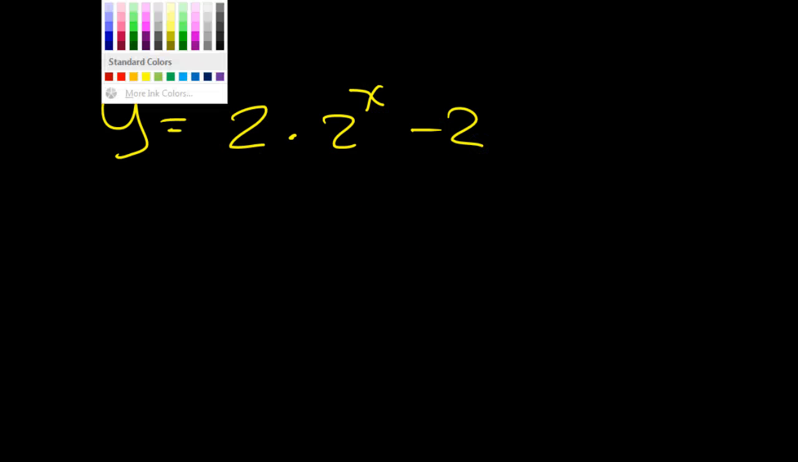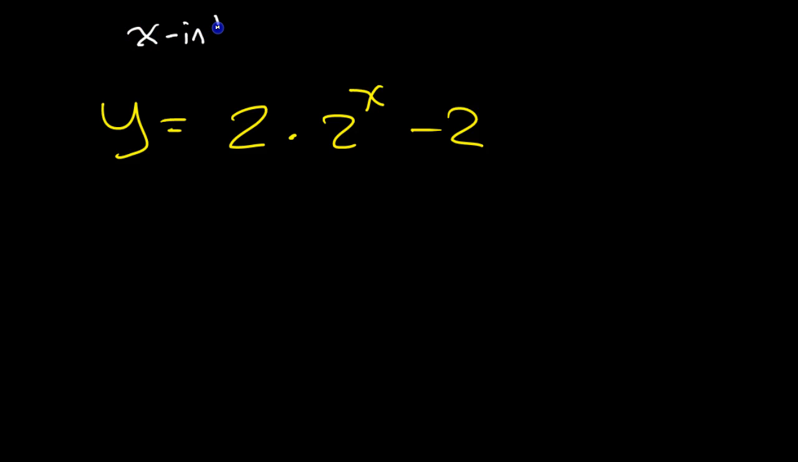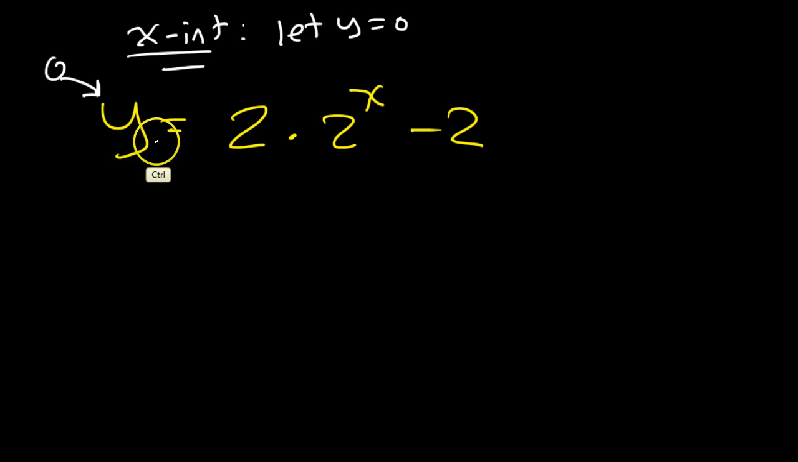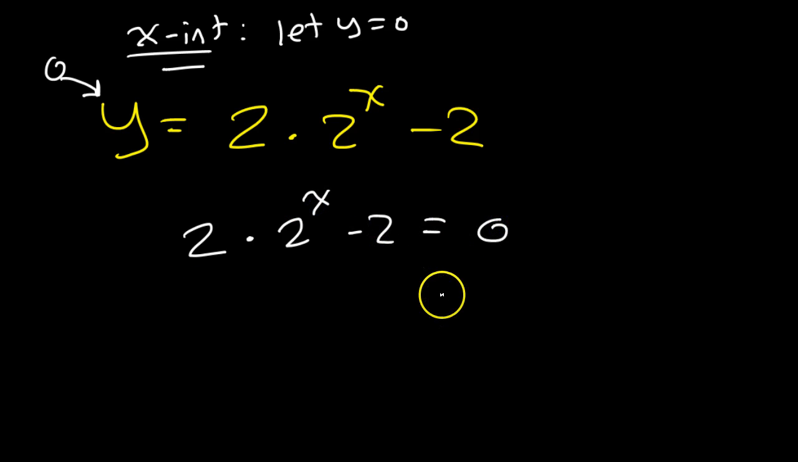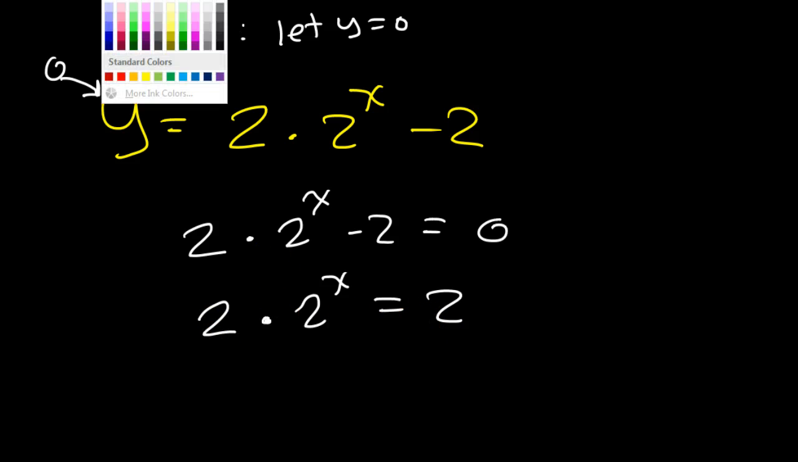Okay, so our goal right now is to find the X-Intercept. All right, the way you find the X-Intercept is by letting y equal 0. So that means I'm substituting 0 for y right here, which really means I'm just setting the entire equation equal to 0. If I solve this, that'll be my X-Intercept. So algebra 1 step, I'm going to add 2 to both sides. So that'll be 2 times 2 to the x power is equal to 2. Now it's time to divide both sides by 2.